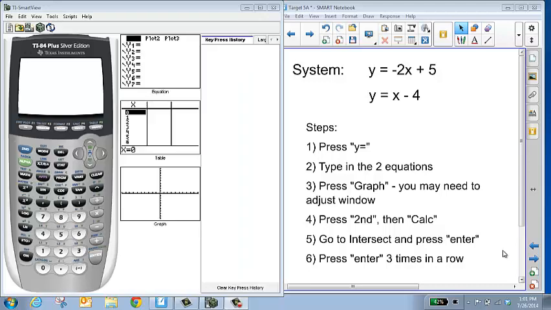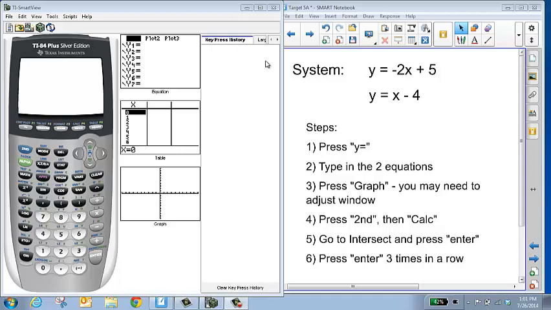To solve a system of equations using your graphing calculator, you're going to follow along with the steps on the right here, and then we're going to go through and actually punch in those buttons and our equations into the graphing calculator on the left. You can also follow along where it says key press history so you can see the order in which the keys were pressed.